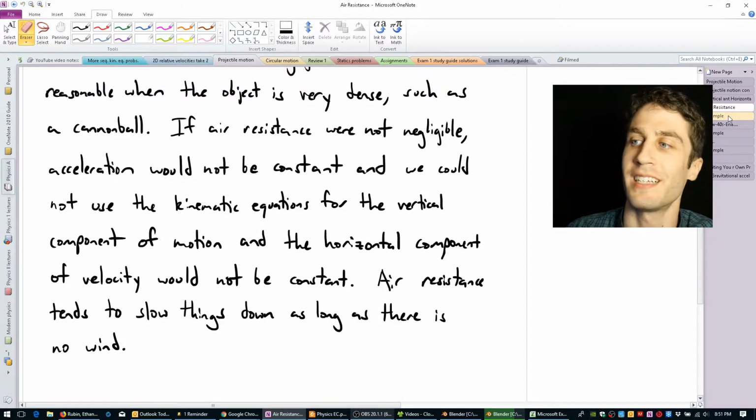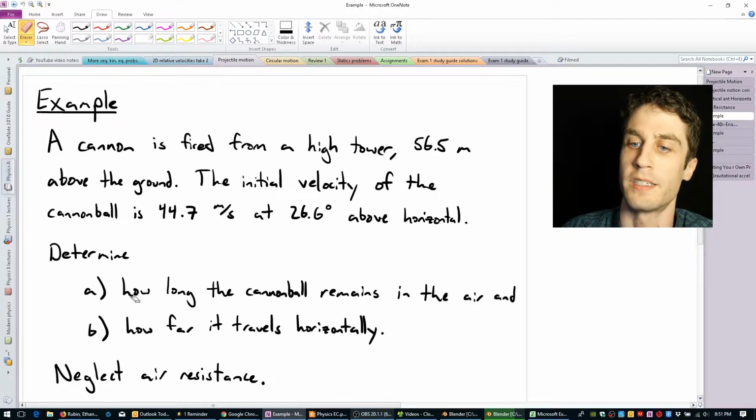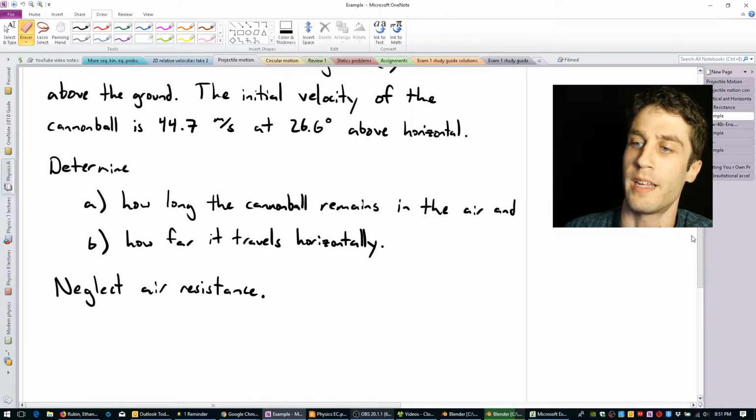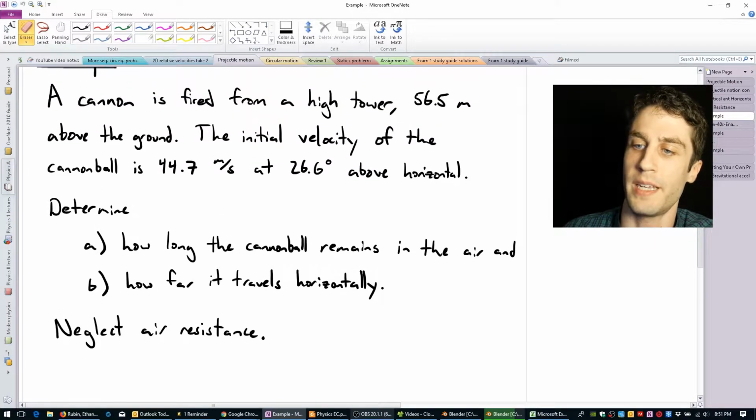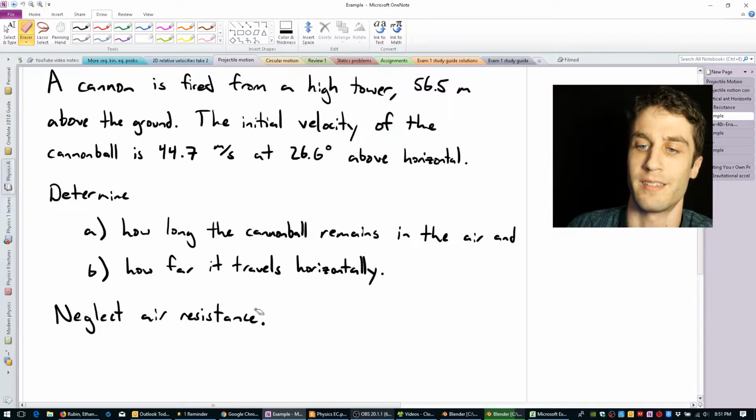With all of that said, let's jump straight into some examples. A cannon is fired from a high tower, 56.5 meters above the ground, and the initial velocity of the cannonball is 44.7 meters per second at 26.6 degrees above horizontal. Determine A, how long the cannonball remains in the air, and B, how far it travels horizontally. Neglect air resistance. You're always going to be told to neglect air resistance, but you should look for that phrase in the problem statement anyways.